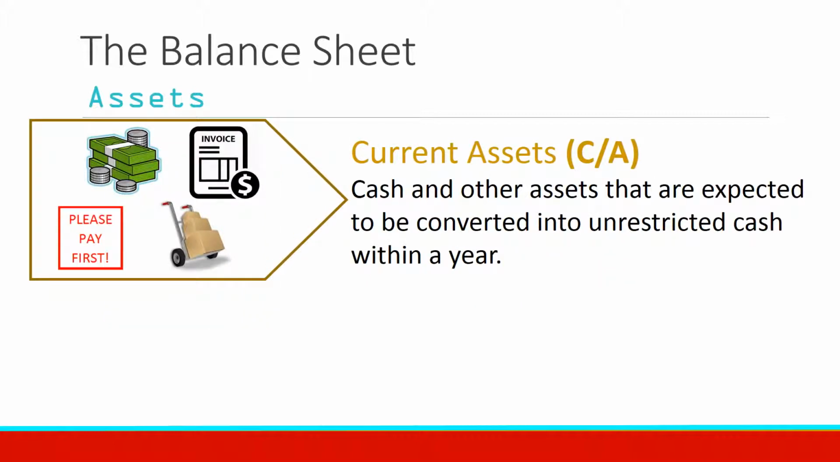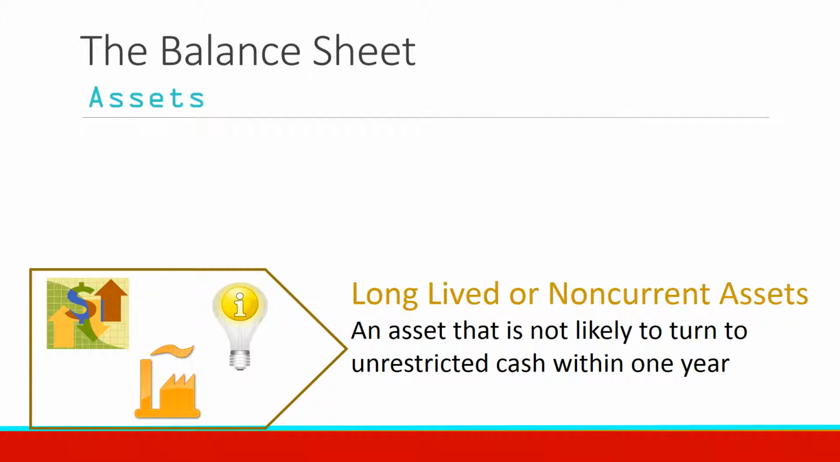We have now covered a group of assets: cash, accounts receivable, prepaid expenses, and inventory. All of these belong within a single classification, which is called current assets, or C/A. What is meant by current assets is that cash and other assets that are expected to be converted into unrestricted cash within the next year. Current assets is one category of assets.